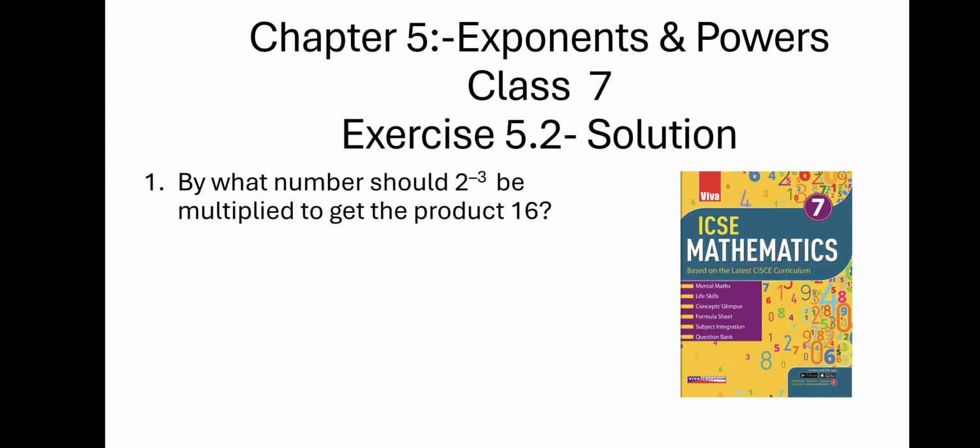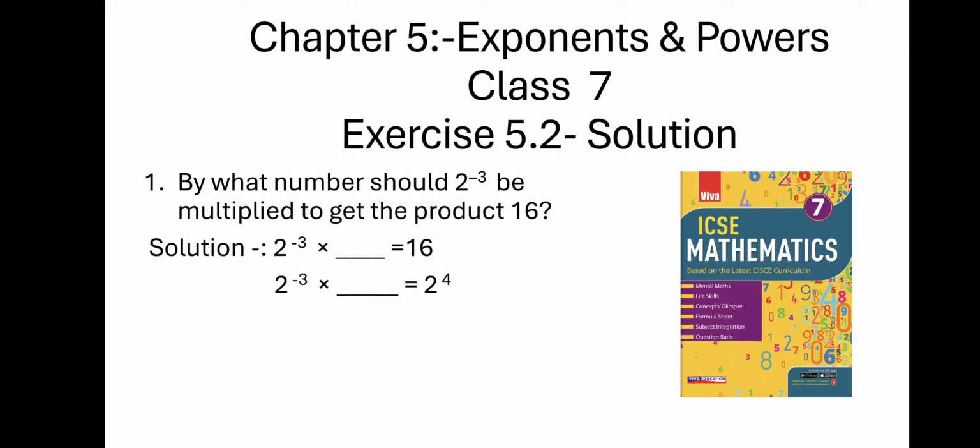By what number should 2 raised to the power of negative 3 be multiplied to get the product 16? So this is the solution for you. 2 raised to the power of negative 3 multiplied by dash is equal to 16. Now 16 is nothing but 2 raised to 4.